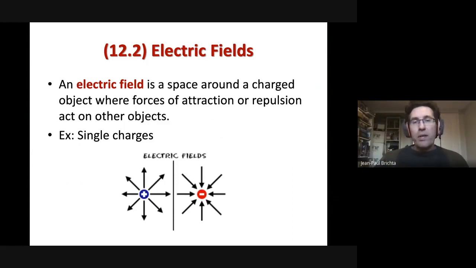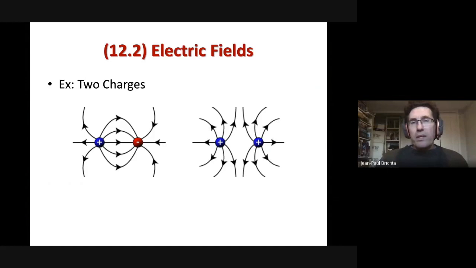So this is really all we need to know about electric fields: the shape of them in the case of single charges is radially outward in the case of the positive charge, or radially inward in the case of the negative charge. Things get a little bit more interesting when you have two charges. The diagram on the left is a classic dipole, where you have a positive charge and a negative charge. In this case, the electric field lines point from the positive charge towards the negative charge.